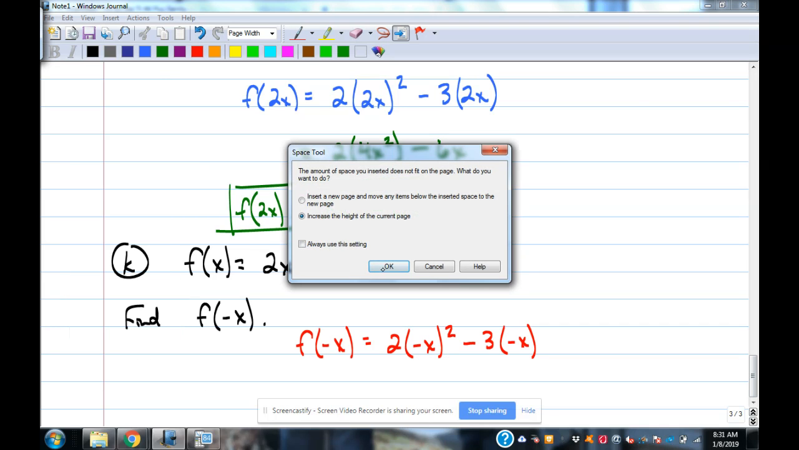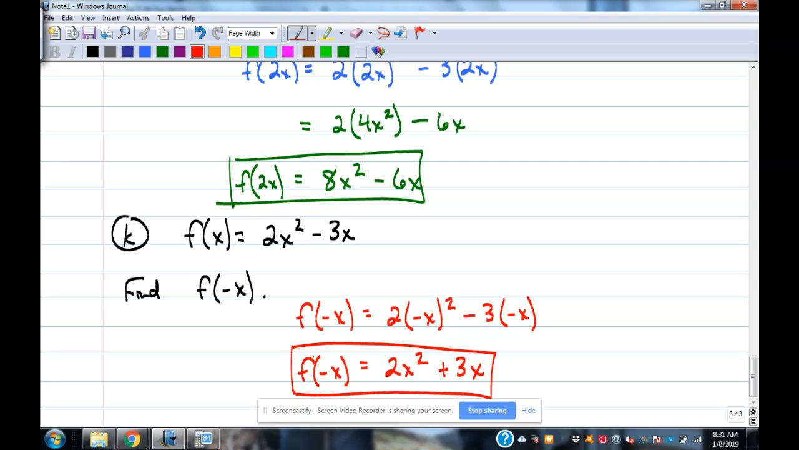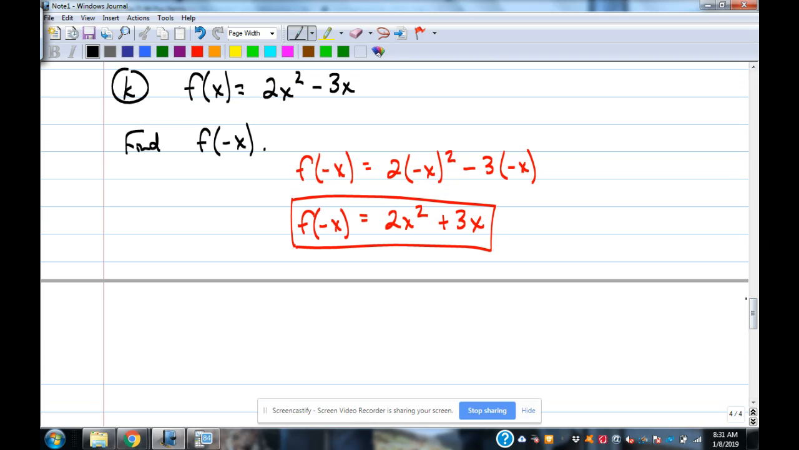When I square -x, what do I get? X squared, so that's 2x squared. And then -3 times -x is positive 3x. We get that new function for f of -x this time. Where we can sometimes get a little confused, it's one of the simpler problems, but it seems to cause issues in classes from time to time.